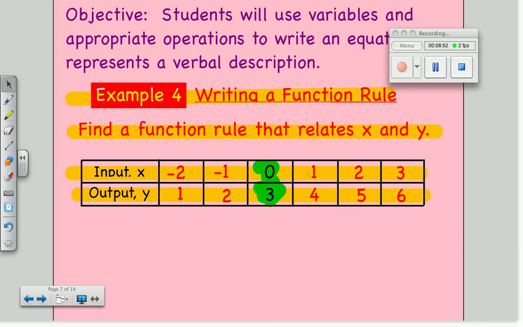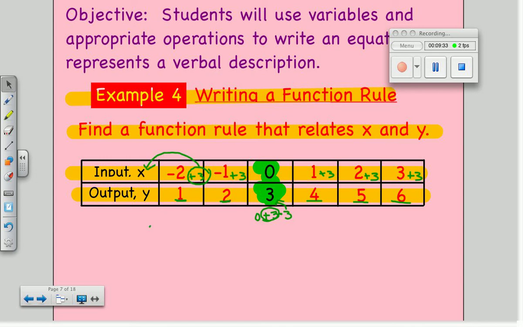0 plus 3 is 3, right? So let's keep adding 3 and see if that works. What's negative 2 plus 3? 1. That works. What's negative 1 plus 3? 2. That works. What's 1 plus 3? 4. What's 2 plus 3? 5. What's 3 plus 3? 6. So that's what I'm doing. I'm adding 3 to my input.